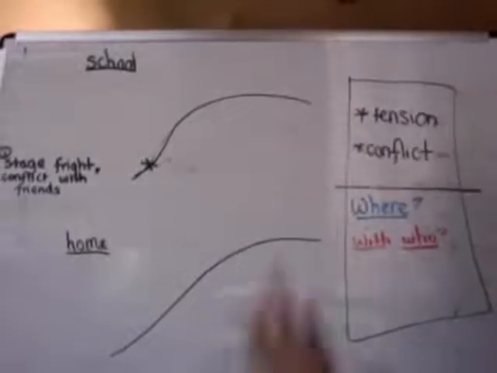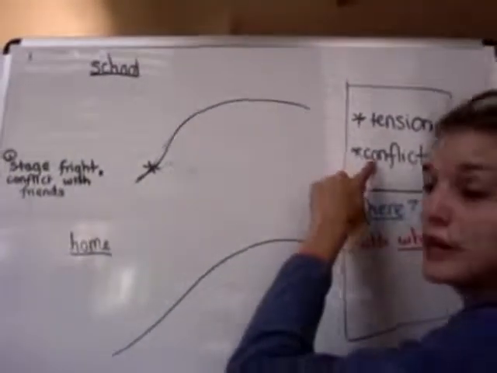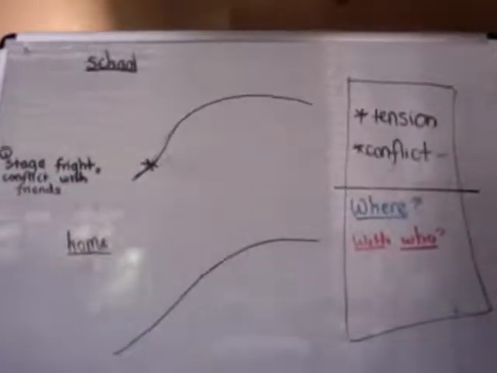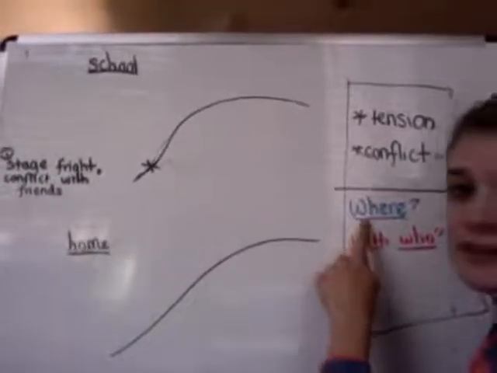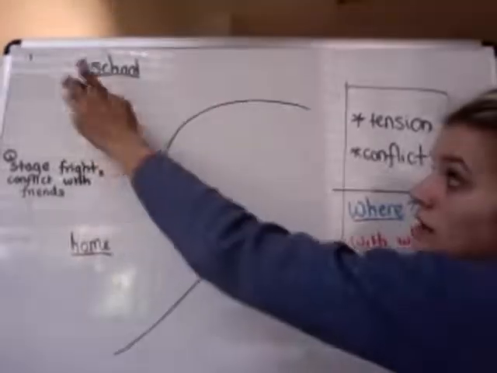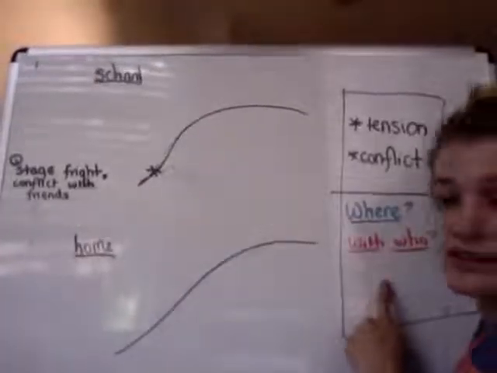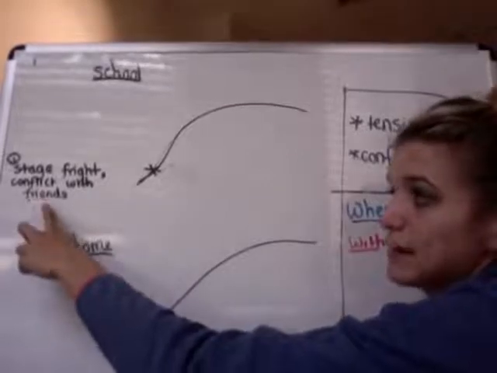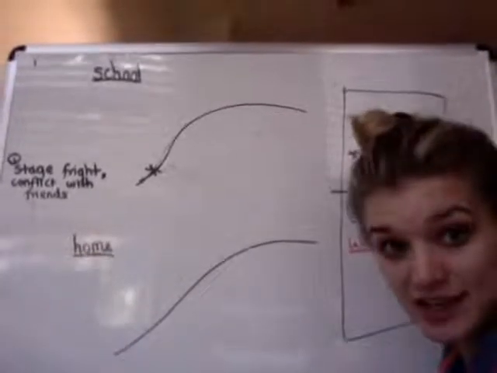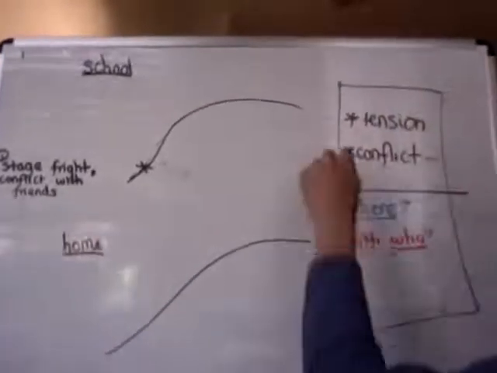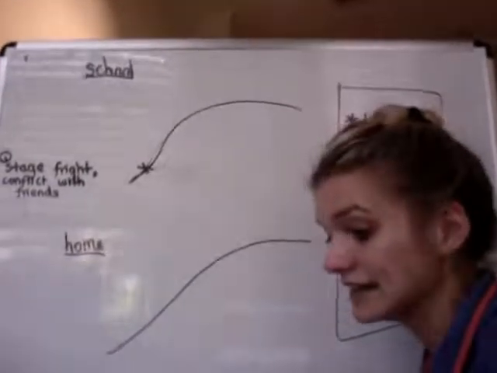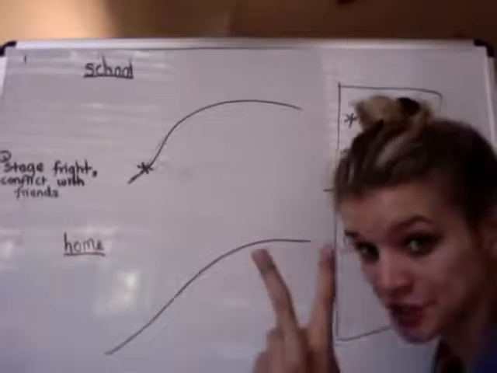So, do I have the conflict from chapter 1? Yes. Stage fright and conflict with her friends. Where did that conflict happen? It happened at school. Who did it happen with? It happened with herself, and it happened with Emily, and it happened with Sujin. That is how you use a plot mountain, is you have to go through these three things. Okay? Now we're going to go to chapter 2.